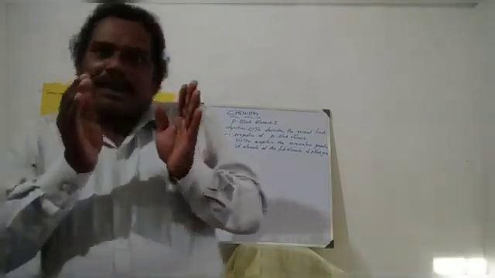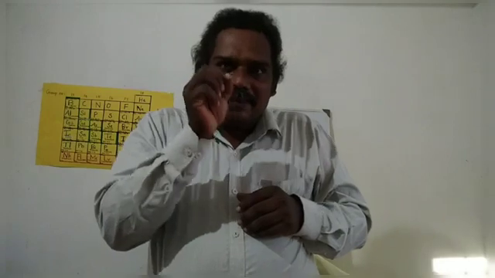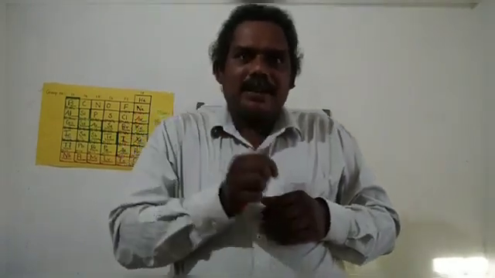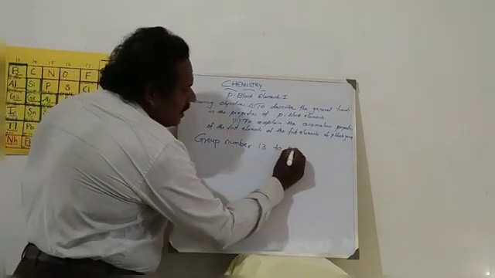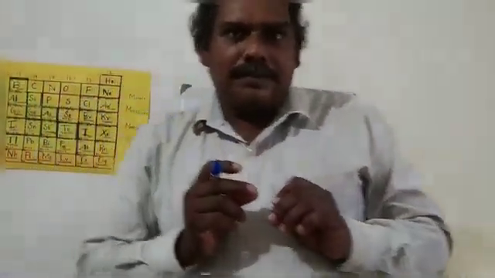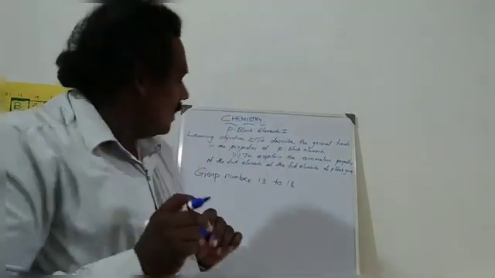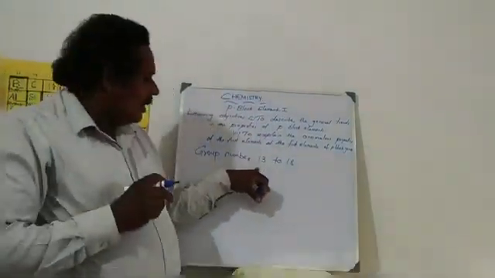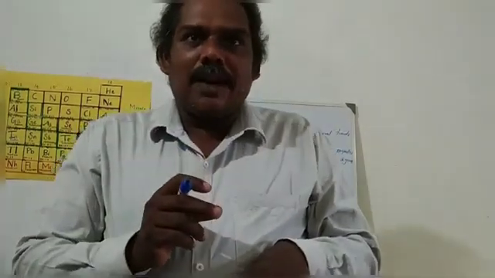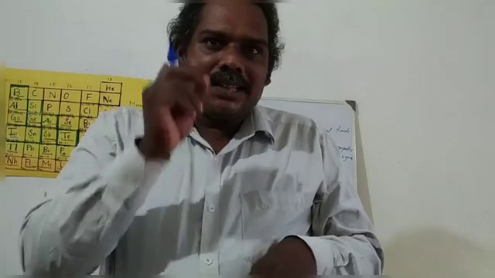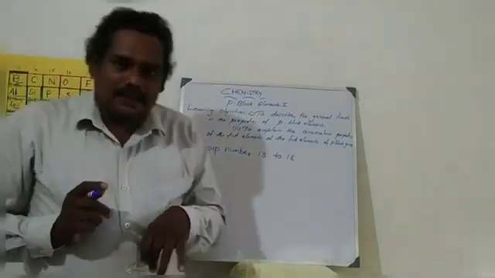What is a P block element? The element in which the last electron enters the P orbital. Groups 13 to 18 are called P block elements. The 13th group is called the boron family. The 14th group is called the silicon family. The 15th group is called the nitrogen family. The 16th group is called the oxygen family. The 17th group is called the halogen family. The 18th group is called inert gas, noble gas or rare gas.